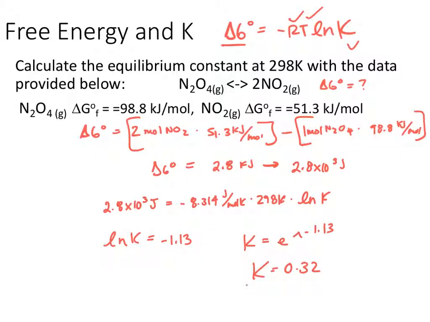Okay, so guys, notice we have a K that is relatively small, so it's smaller than 1. In that situation, we know that our reactants are going to be what's going to be predominating, and that's something that we can infer based on our delta G naught being a positive value. That means that this forward process is not going to be spontaneous, but instead the reverse process will be spontaneous.